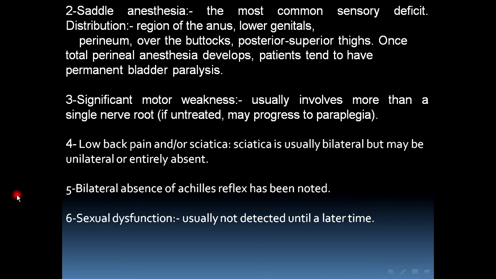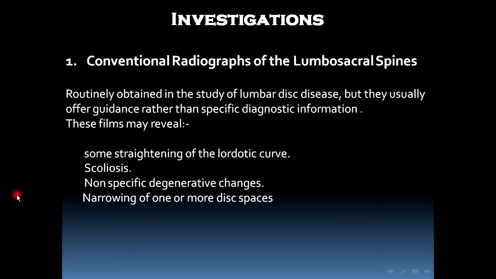Significant motor weakness usually involves more than a single nerve root, which if untreated may progress to paraplegia. There may also be low back pain and or sciatica. The sciatica is usually bilateral but may be unilateral or entirely absent. Bilateral absence of the Achilles reflex has been noted, and sexual dysfunction is usually not detected until a later time.